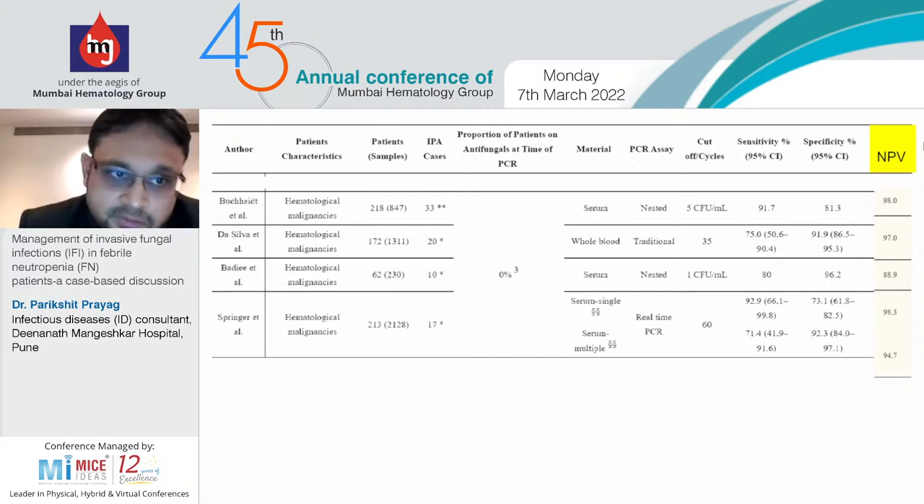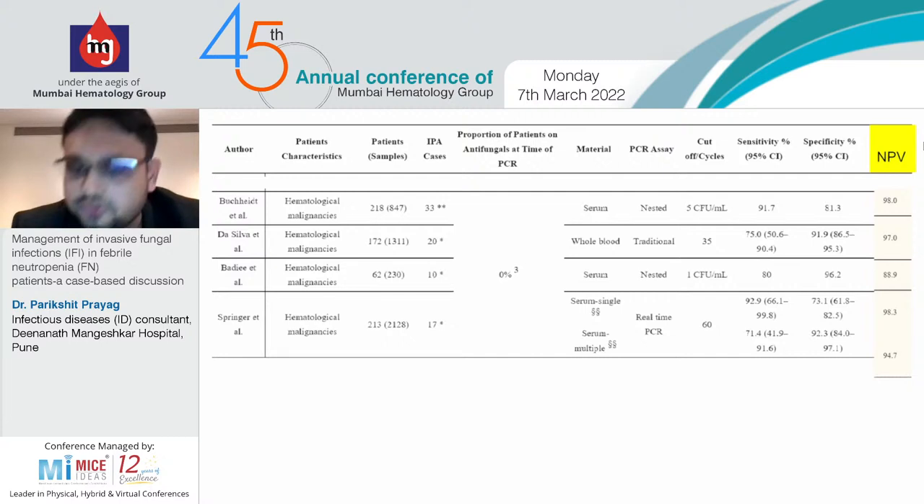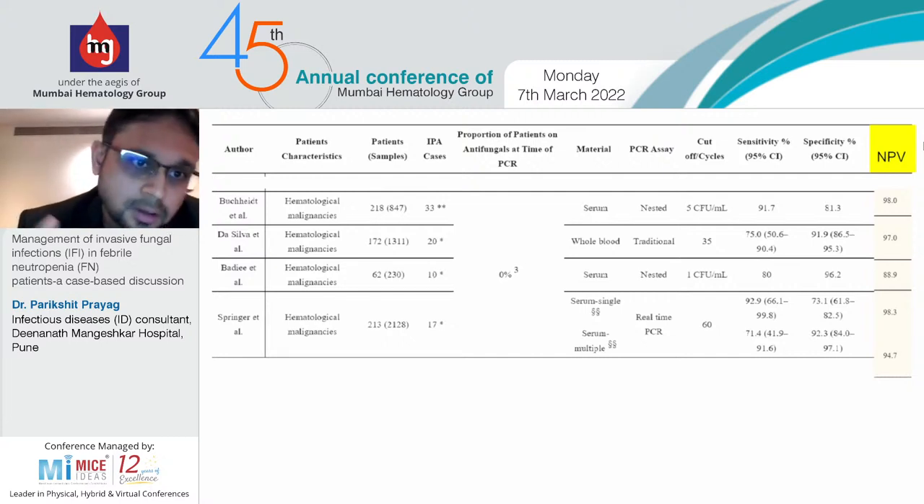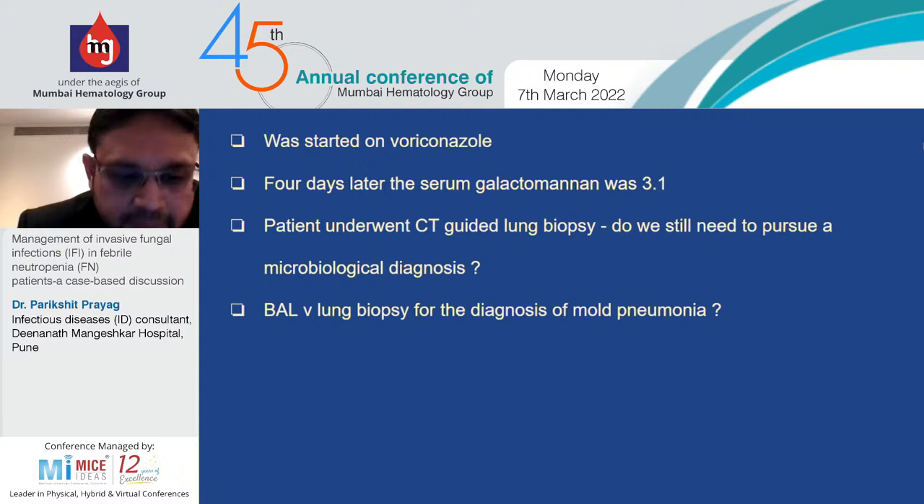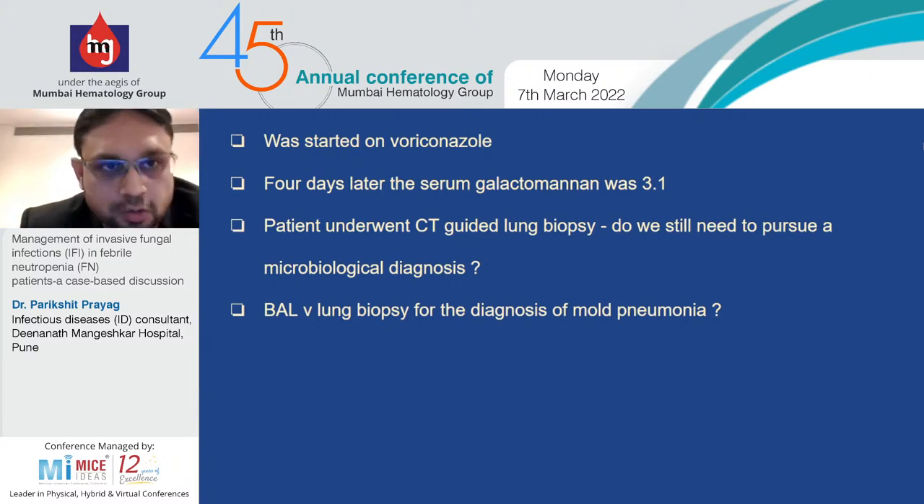So again, the take home message is neutropenic patients, hematological malignancies, not on mold active prophylaxis, a whole blood PCR, especially in combination with a negative galactomannan, has excellent negative predictive value. Now, he was started on voriconazole because his posaconazole levels are undetectable. Drug of choice for aspergillus, although there is now data to suggest that posaconazole is non-inferior, is voriconazole. So he was started on voriconazole.